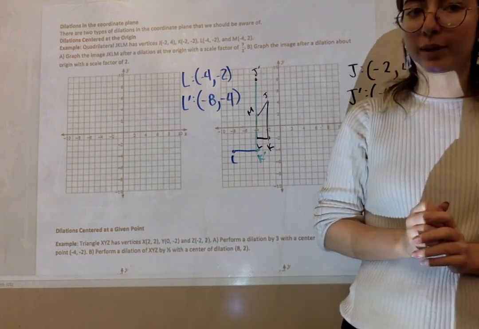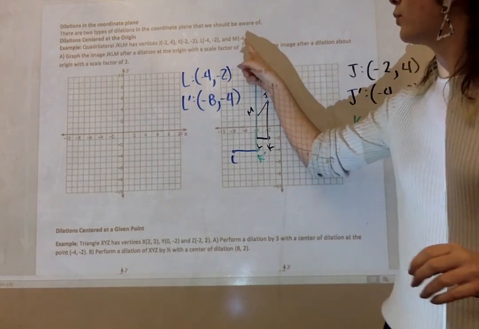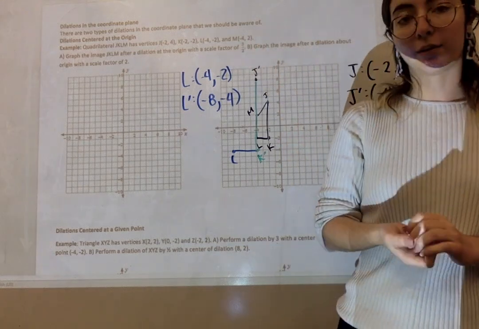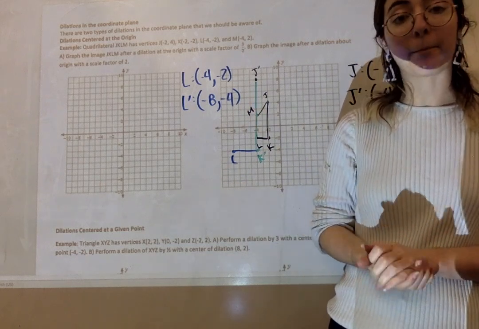I'm not going to do the 4th point because I feel like you guys could do that on your own. The original point is M, -4, 2. See if you can figure out what M prime would be.